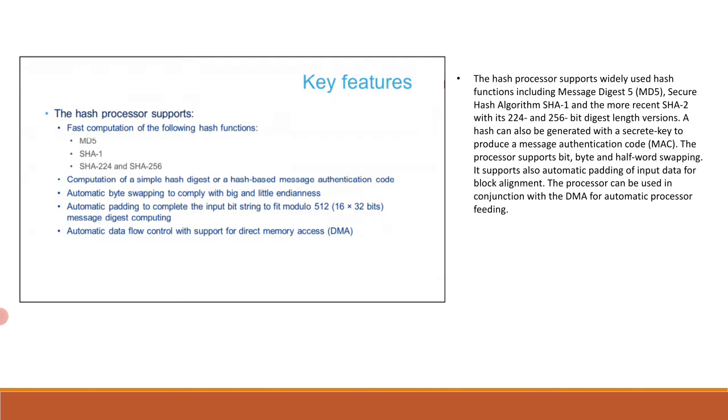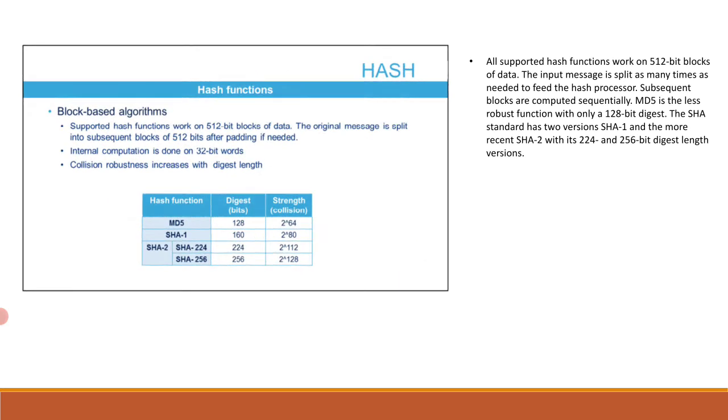Let's have a look at the table now. So this is the table. The input message is split into as many blocks as needed to feed the hash processor. Subsequent blocks are computed sequentially. MD5 is a less robust function with only a 128-bit digest. The SHA standard has two versions, SHA1 and the more recent SHA2 with its 224 and 256 bit digest length versions. You can see collision resistance 2^128, 2^112 and so on in this.